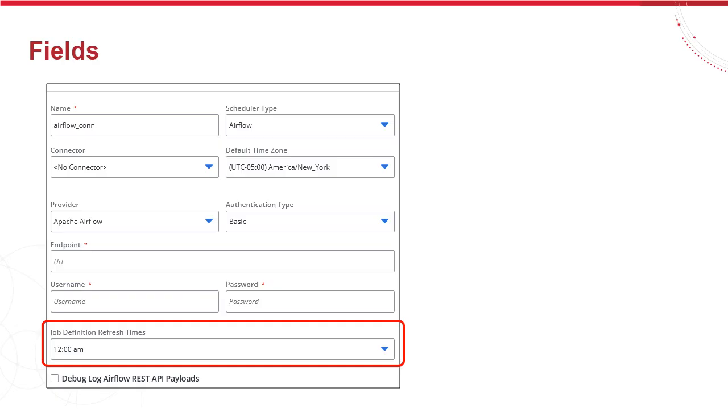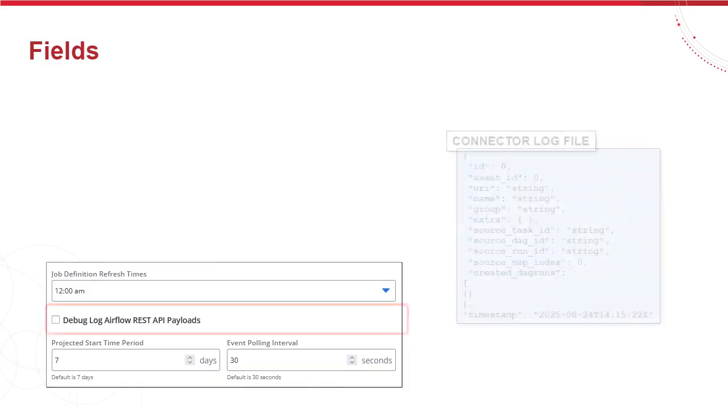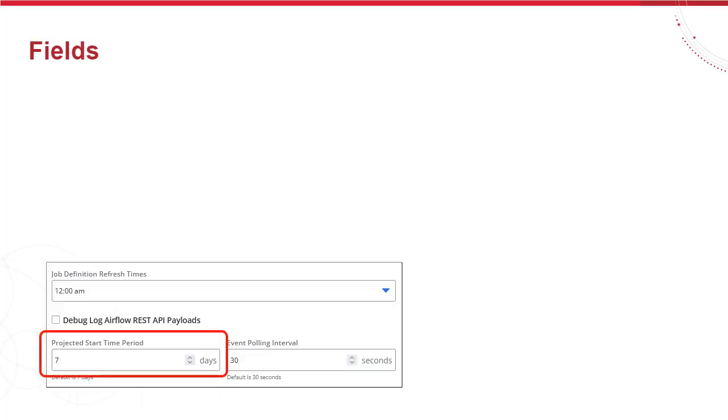You may want to increase the frequency of acquisition, for example, if the organization is going through a major overhaul of job and workflow definitions. Simply check the boxes that you need. Scrolling down, if you check the REST API debug function, you will generate a log of the REST API outputs. The projected start time period determines how far in the future you want to go in collecting forecasted jobs. The default set to 7 days is acceptable.